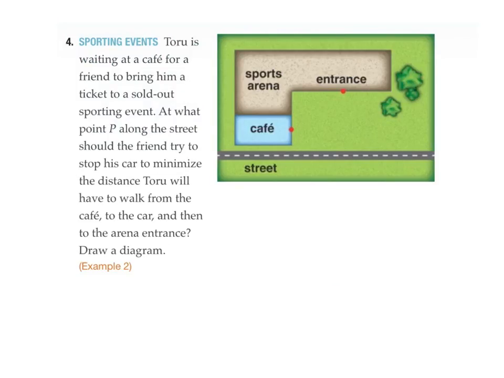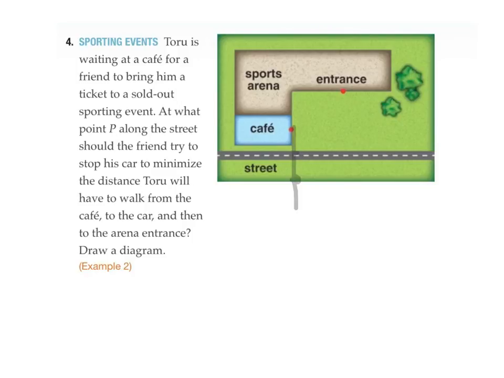So here we go, this is question number 4. Similar sort of problem. Where do they need to park along the street, point P? The friend tries to stop his car to minimize the distance to Truro, and then they will have to walk to the cafe, to the car, and then to the arena entrance. Okay, first thing, draw a diagram. From the cafe you need to go at 90 degrees down, so you come in at this point, and whatever the distance is, it must be the same distance away as well.